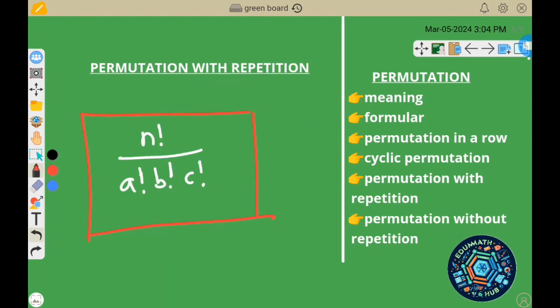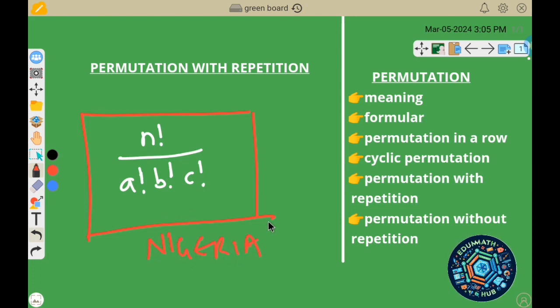So when you're dealing with permutation with repetition, as in permutation in which there are some elements that are repeated, the formula to use is what you have on your screen right now. N factorial divided by a factorial, b factorial, c factorial. This a factorial, b factorial, c factorial are the repetitions that you have in that particular word. Take for example a word like Nigeria.